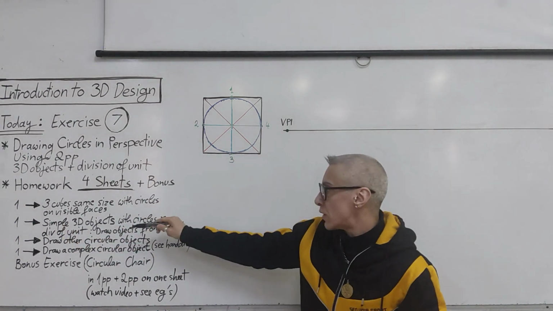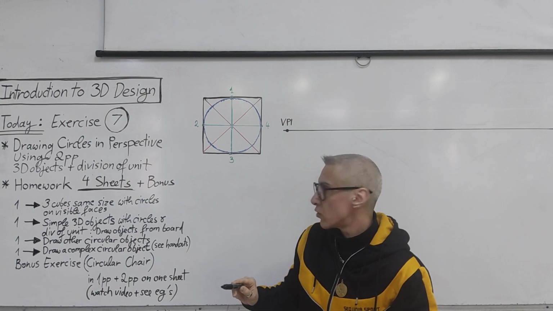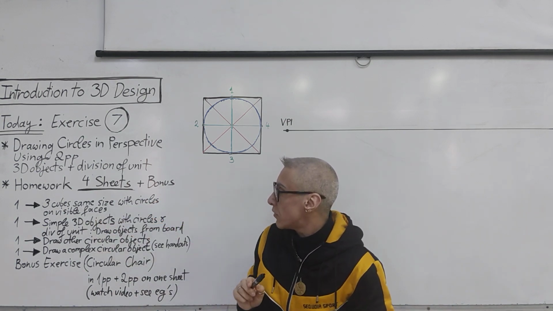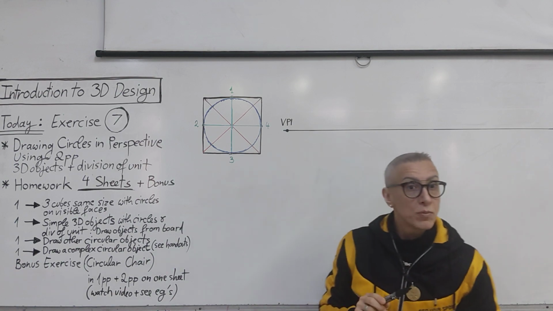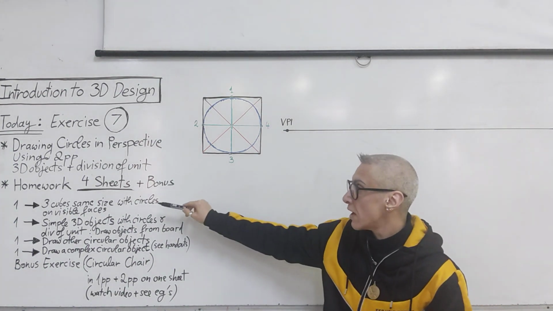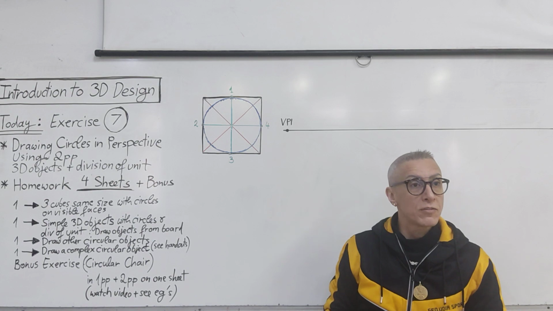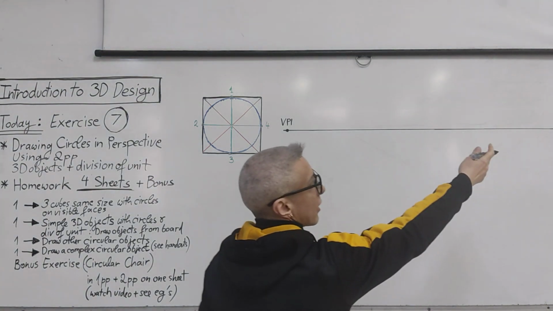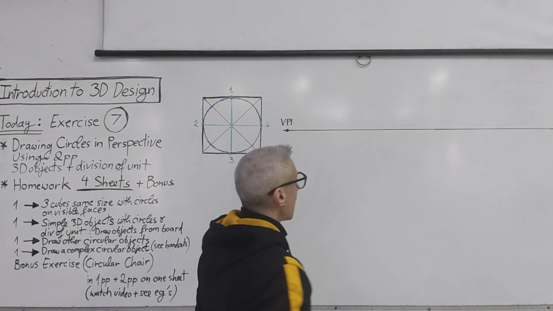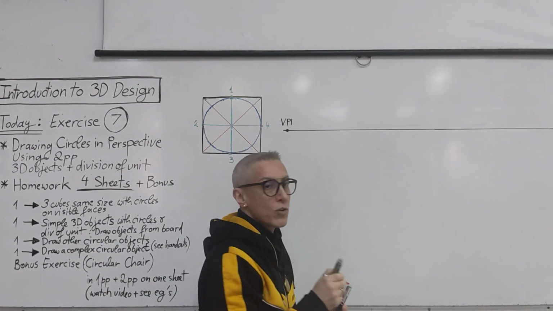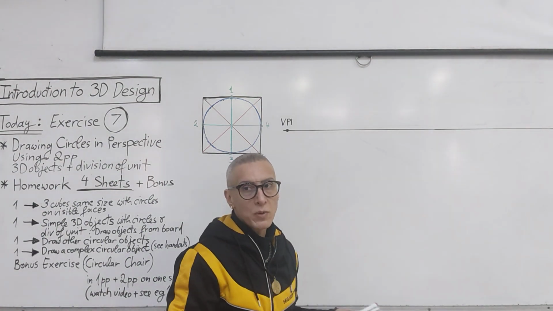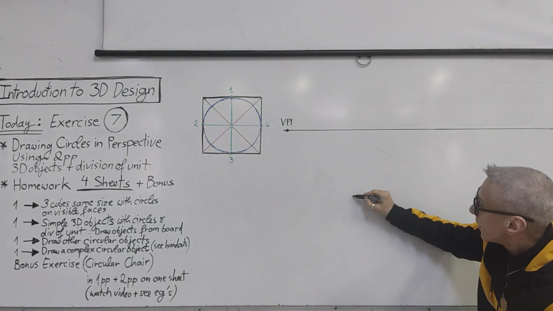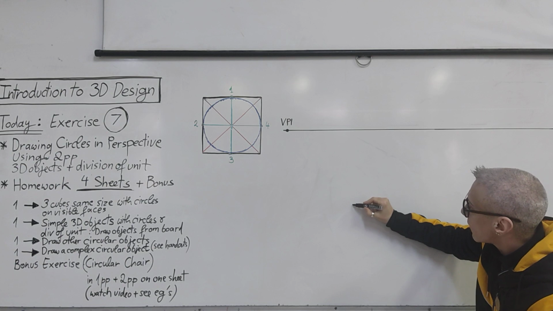Now, let me follow what you need to do here for the homework, so it becomes clear. So, we need to draw first 3 cubes of the same size with circles on all the visible faces, okay? So, we have our horizon line, the 2 points. And we will draw now 3 cubes of the same size. So, how do we know they are the same size? We will start with the same size edge.